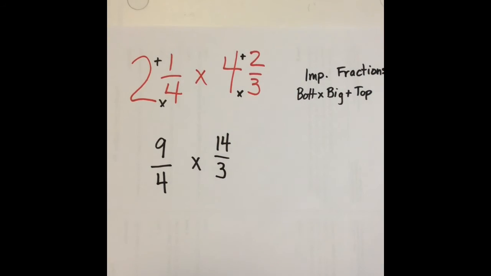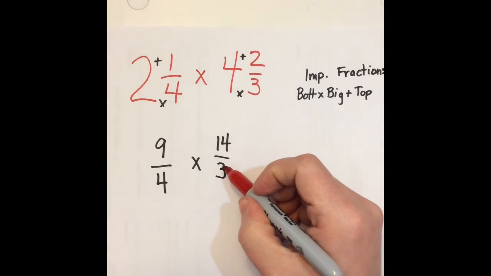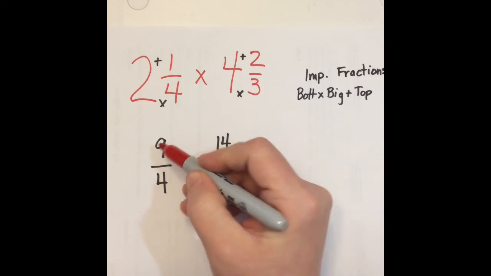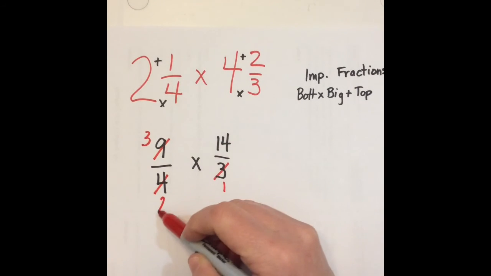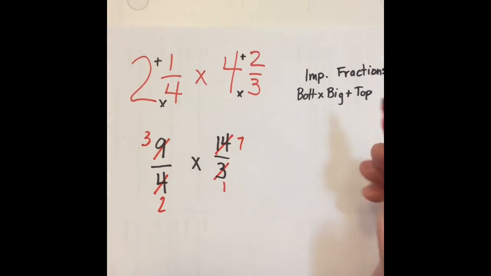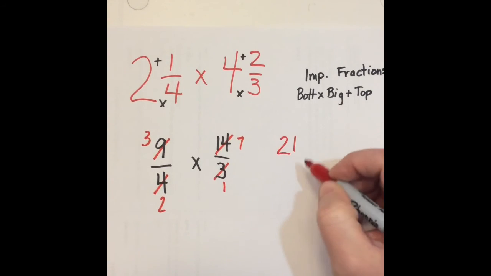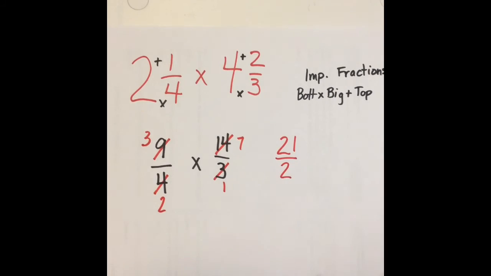If you want, you can go ahead and reduce before you multiply. So this 3 can be divided by 3, and the 9 divided by 3. The 4 divided by a 2, and the 14 divided by a 2. So now I have 21 halves. So after I multiply the tops, I multiply the bottoms. Reducing now might mean turning it back into an improper fraction.